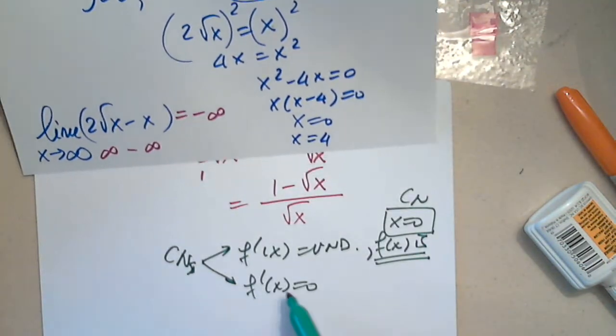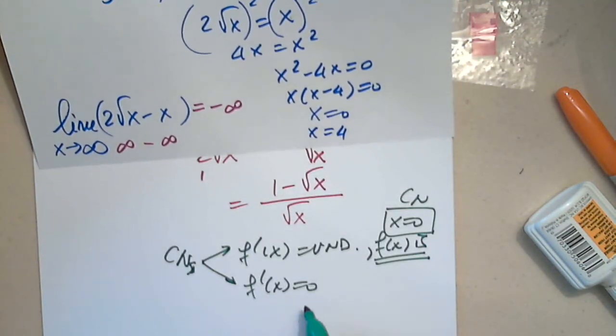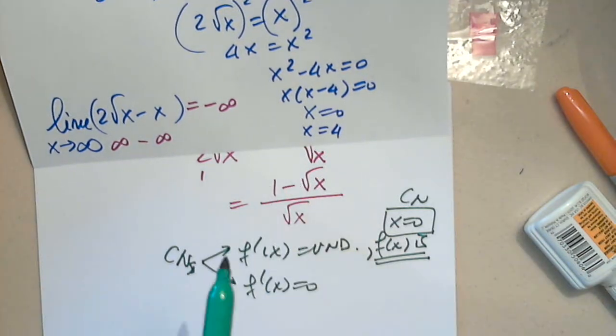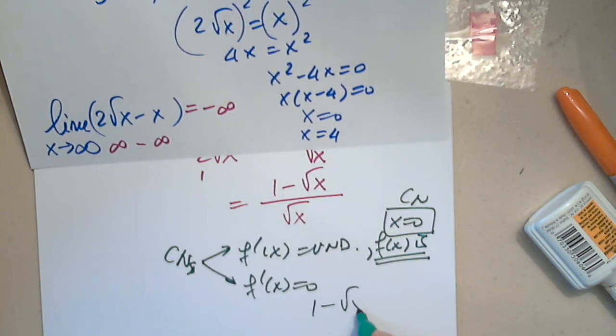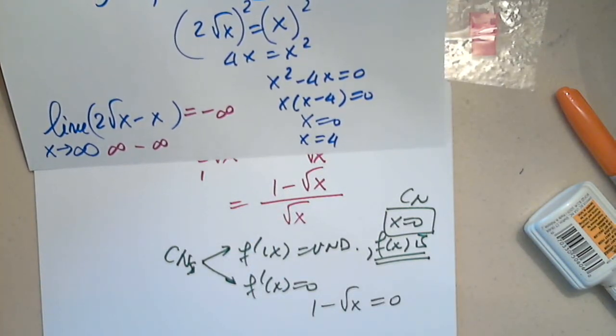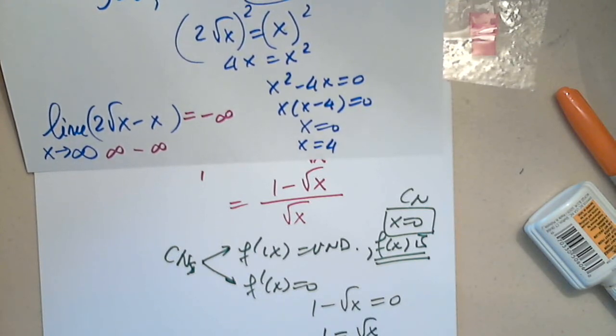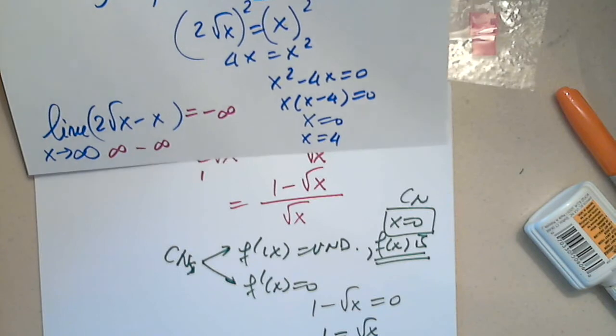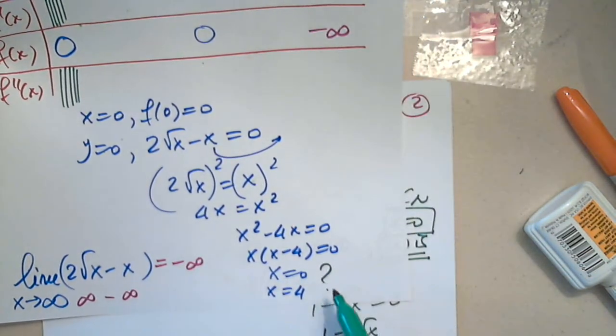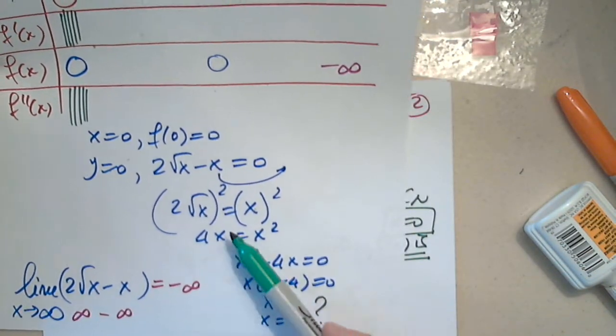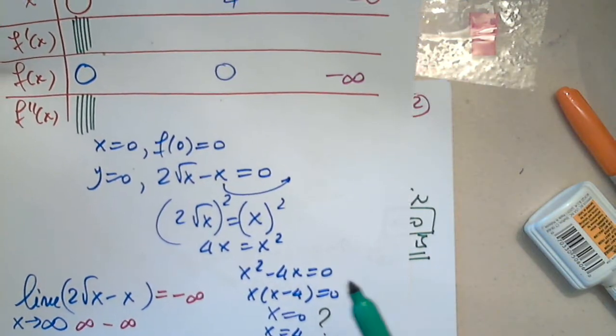So now, is there something coming from f prime being 0? Yes. This fraction is 0 only when the top is 0. 1 minus the square root of x is 0, or 1 equals the square root of x. Of course, I square, and x equals 1. Here, I should have gone back to check because I squared both sides, but it works.